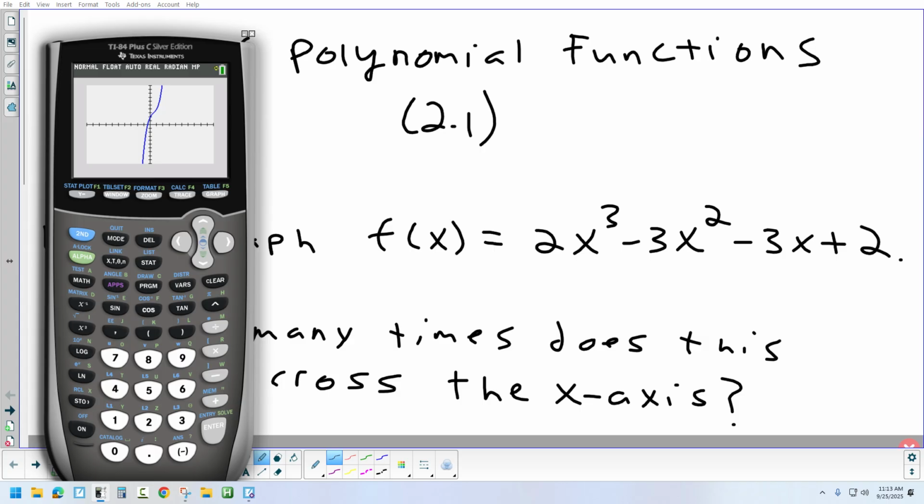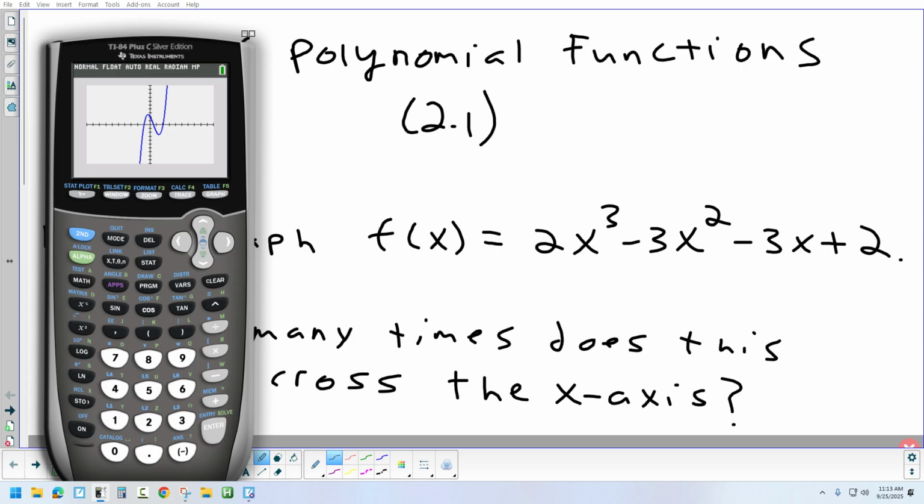Okay, I think I typed in something wrong. Let me double check. 2x cubed minus 3x squared. Yeah, I meant to put minus 3x plus 2. Okay, now it's good. And that looks like a good window. I can see everything that I need to see in that graph.